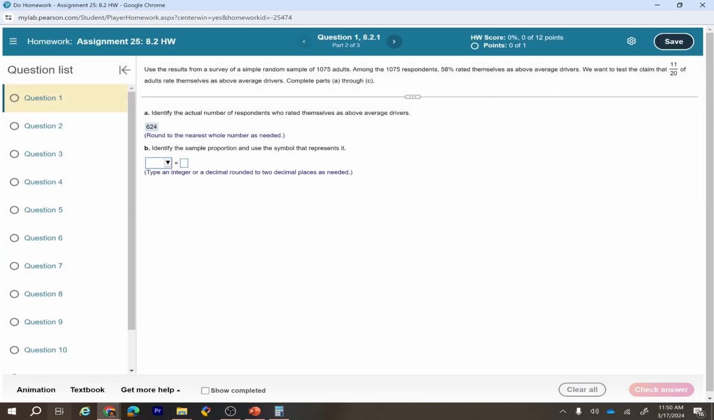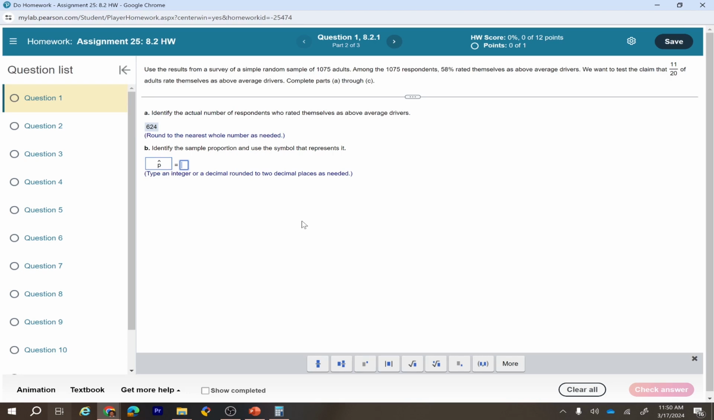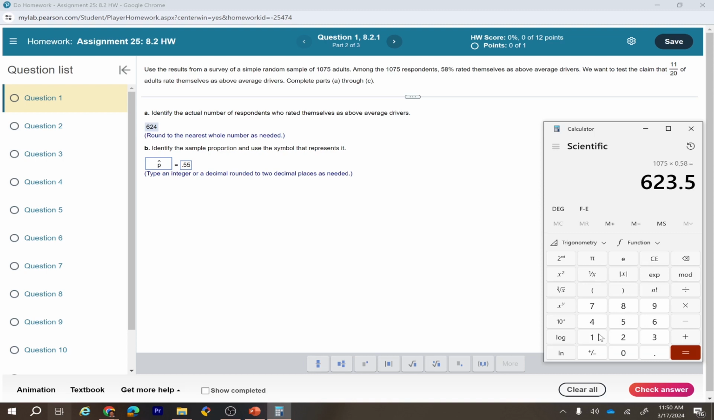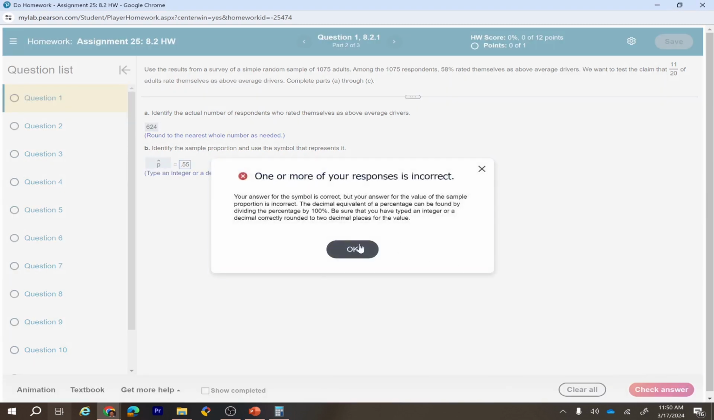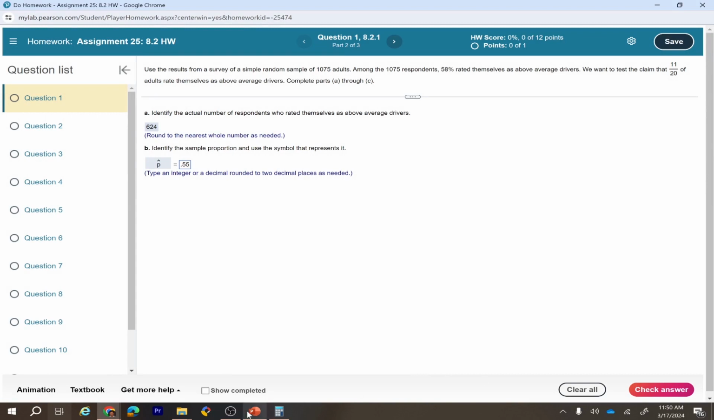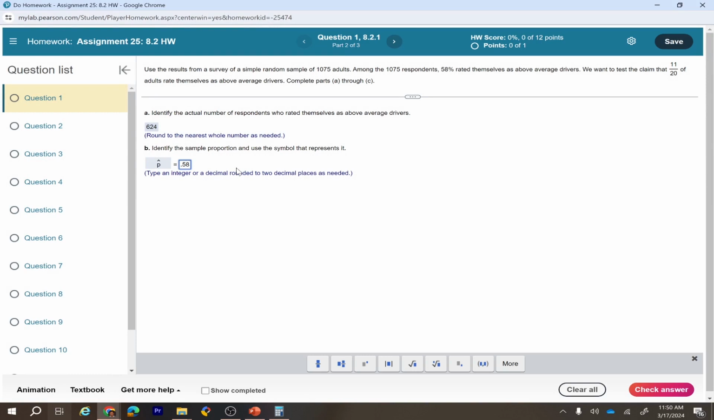Now identify the sample proportion, and use the symbol that represents it. What is the sample proportion? The sample proportion is 11 out of 20, which is 0.55. I already calculated that. Okay, what did I do wrong? Sorry, no, that's not the sample proportion, that's the population proportion we're trying to check. Keep in mind, the sample proportion comes from the sample data we collected, so my bad, it's 58%.